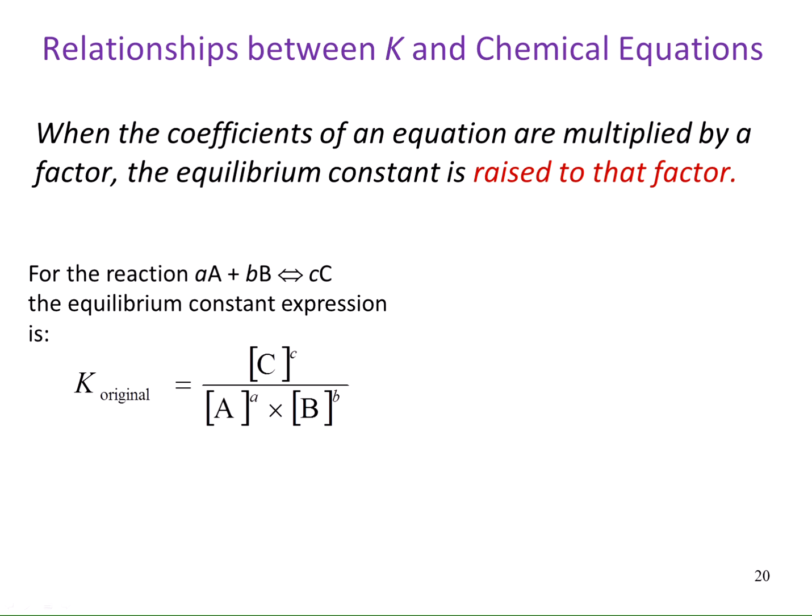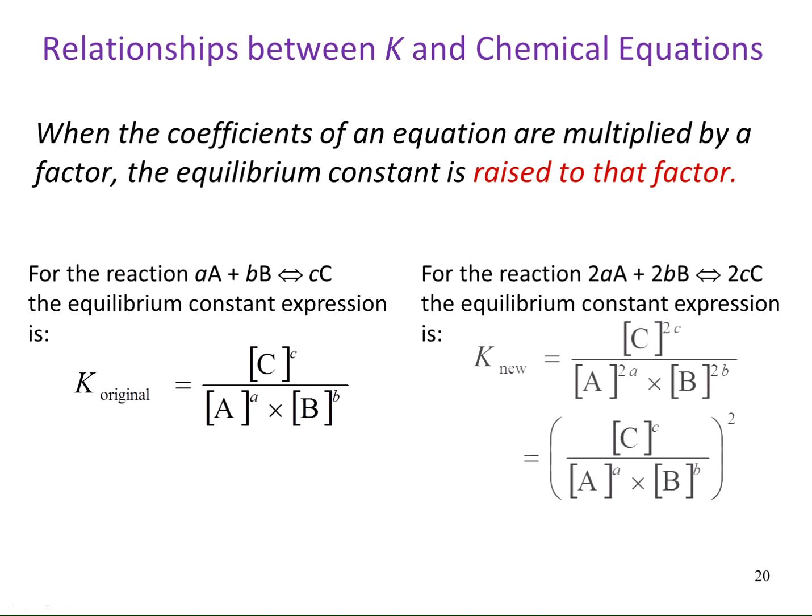For example, for the reaction A plus B goes to make C, the equilibrium constant expression is the products over the reactants. In this next reaction, we take that same equation and multiply everything by 2. So 2A and 2B's and 2C's. So the equilibrium constant expression is still products over reactants, but we have to take into account the 2 in the exponent. And if we factor this out, this would be the same thing as K squared.